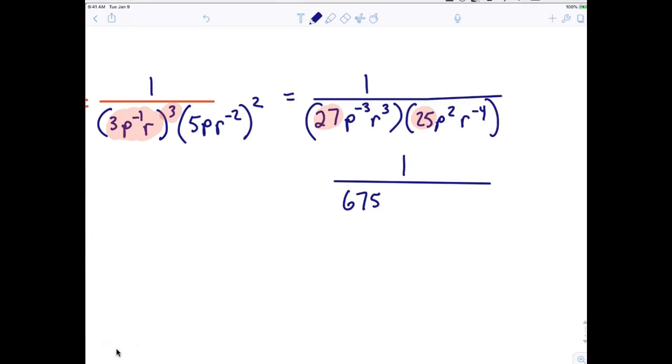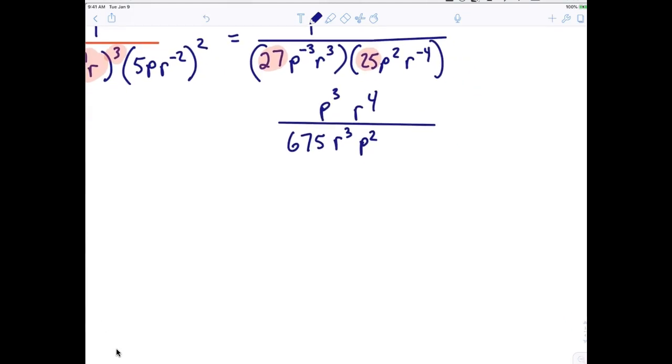Do the 675, you have to move the p to the top. Right? So that would be what now? P to the third. Right? R stays at the bottom. Good. R to the third, and then p squared at the bottom. And R to the third. Exactly. And now what? And then you just subtract the p. So it's p to the first power.